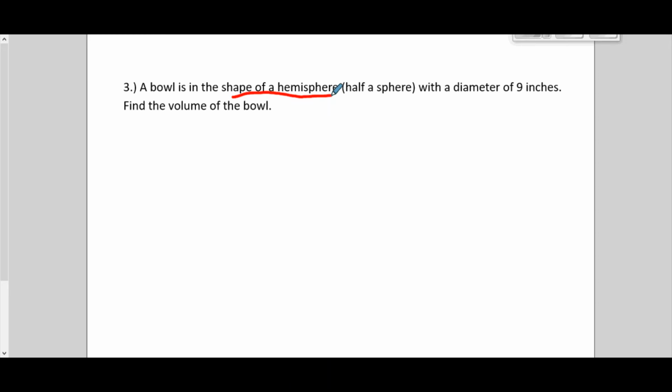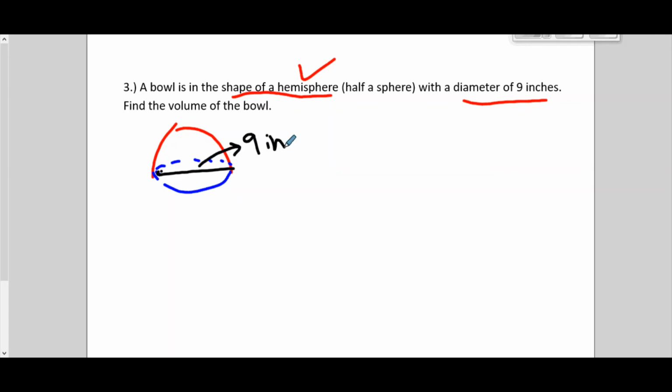So if you're having difficulty drawing a hemisphere, my suggestion would be draw a sphere. So here's my sphere. And then just erase the bottom part of the red. So just erase this bottom part, and then you have a hemisphere. So there is my hemisphere. The diameter of the hemisphere is 9 inches. So remember, the diameter goes all the way across. So this is 9 inches. So they want you to find the volume of the bowl.